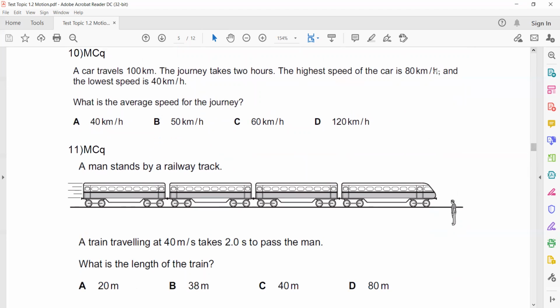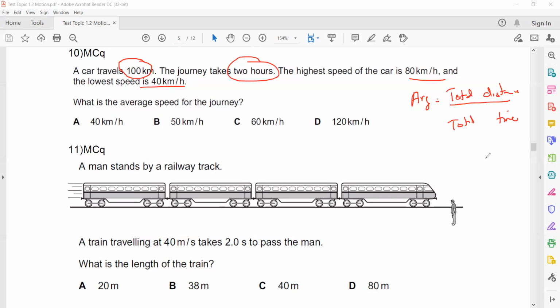In question 10, a car travels 100 kilometers and it takes 2 hours. Look, for average speed, you don't have to bother about what were the highest speed and what is the lowest speed. To get the average speed, what is the formula? It is the total distance divided by the total time.